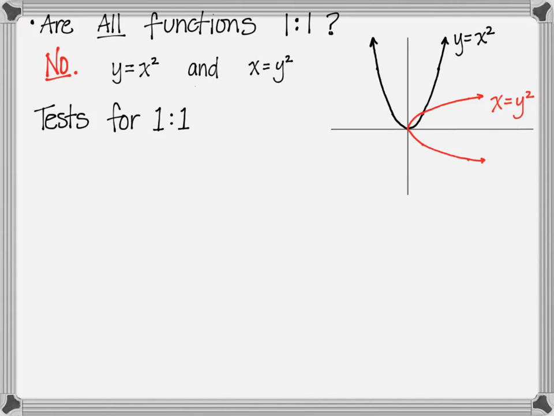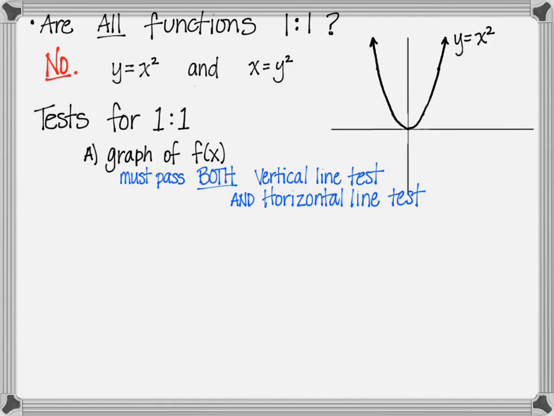So what are the tests without having to come up with the inverse? What would the test be if I just had the function itself for it to be one-to-one? Well, graphically, we would just look at the graph of the function. And if the function passes both vertical and horizontal line tests, then we know that it is a one-to-one function. So here, of course, is our vertical line, and we know that if we take this vertical line and move it anywhere on the graph, it's only going to touch that function in one and only one place.